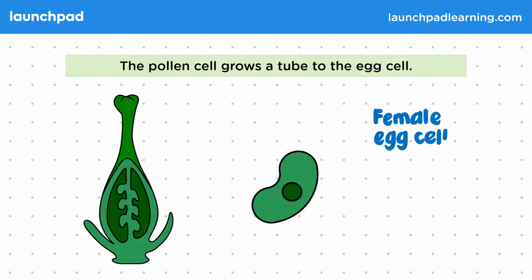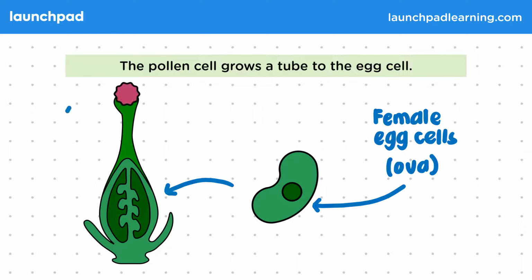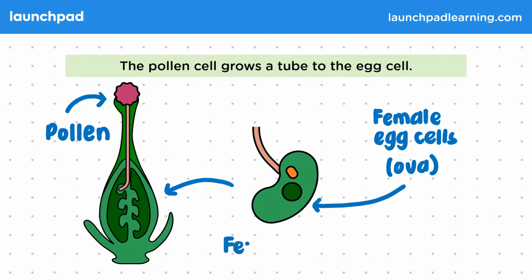Here we have the female egg cells, which are located in the flower head. Here you can see that the male pollen has landed on top of the flower head. When this happens, the pollen grows a tube through the female part of the plant all the way down to an egg cell. This is plant fertilization, and it restores the full number of chromosomes. This cell will then go on to grow into fruit seeds.